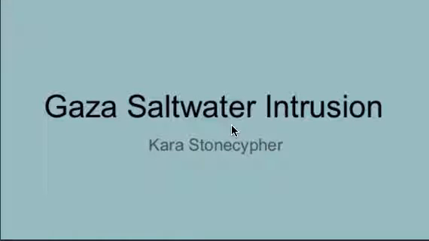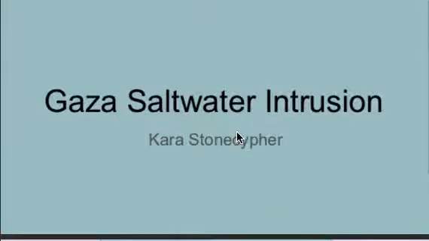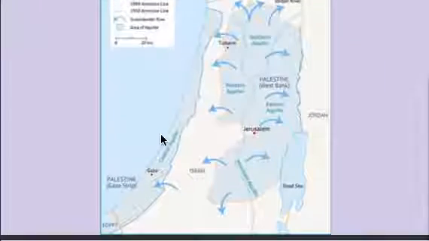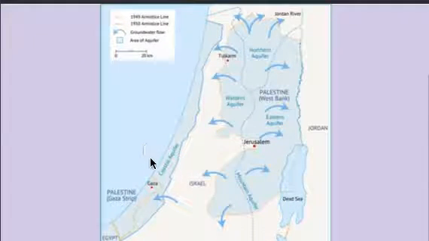The water issue I researched is the saltwater intrusion of the Gaza Strip, and I would say that this water problem is a combination of both water scarcity and water quality issues. As we can see here on the left side of the image, the coastal aquifer is an aquifer that's shared between three regions primarily: Israel, Egypt, and the Gaza Strip.